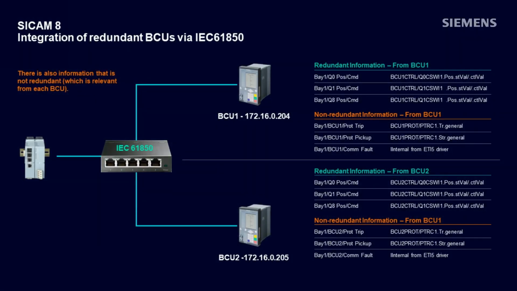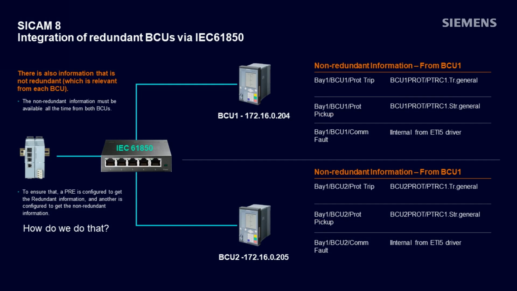On each BCU, there is also information that is not redundant. This means there is information that belongs to each BCU. This is the case, for example, of the protection trips and pickups. This not redundant information must be available from each BCU at all times.